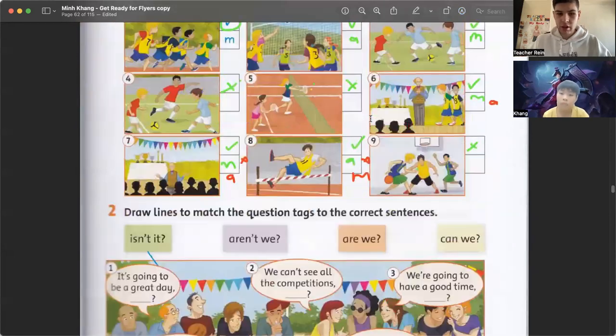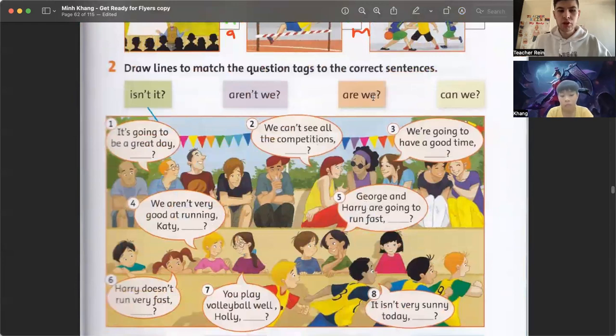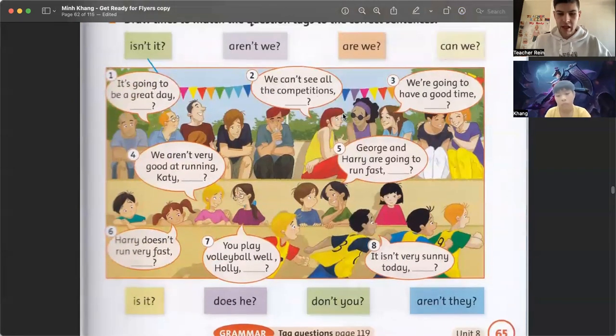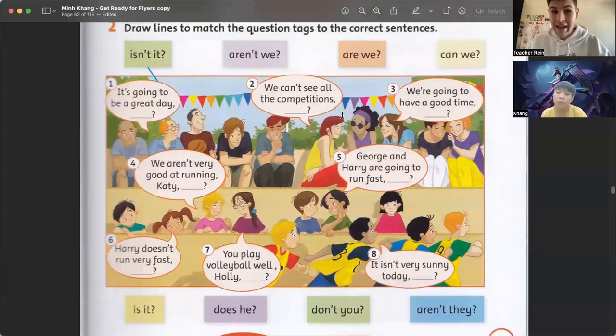Now, if we go back to number 2, we are going to draw lines to match the question tags to the correct sentences, okay? And this is about tag questions. Now, if we look at number 1, it's going to be a great day, isn't it? Let's look at number 2. We can't see all the competitions. Can we? Very good.